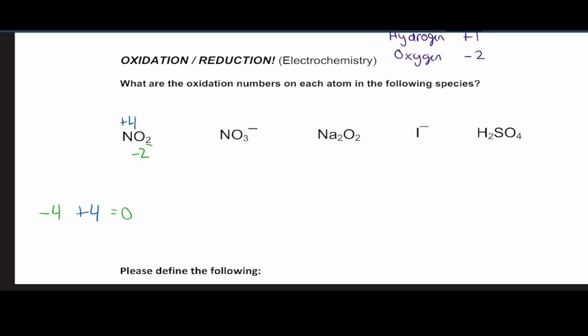We can similarly apply this logic to NO3 minus, where oxygen again is contributing negative 2. However, we have 3 of them, so this is going to be a negative 6 contribution, and the charge of our molecule is negative 1. So our nitrogen needs to be positive 5 to balance this out.